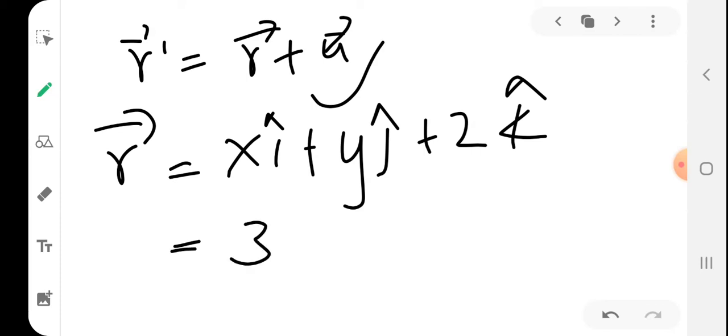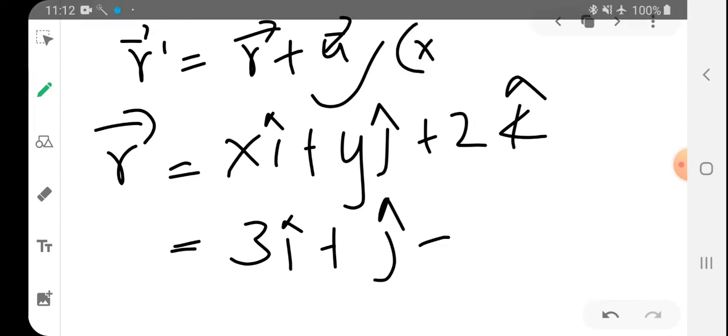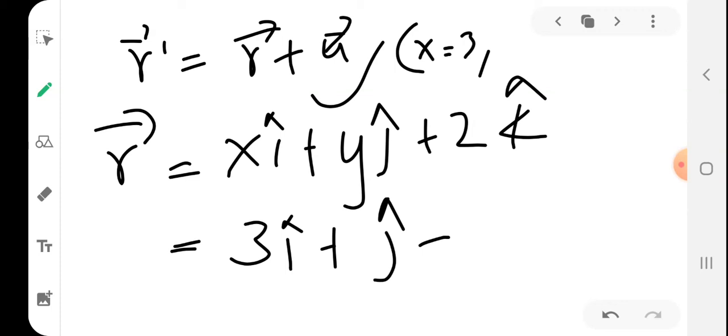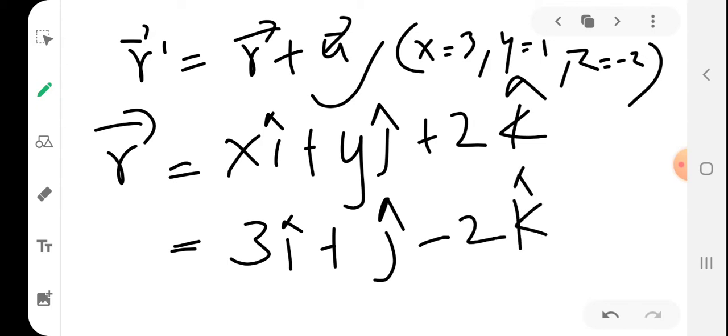What will be? X is 3, so 3i. Y is how much? Y is 1, so j. X equal to 3, y equal to 1, z equal to minus 2, right? So here minus 2, okay, right.